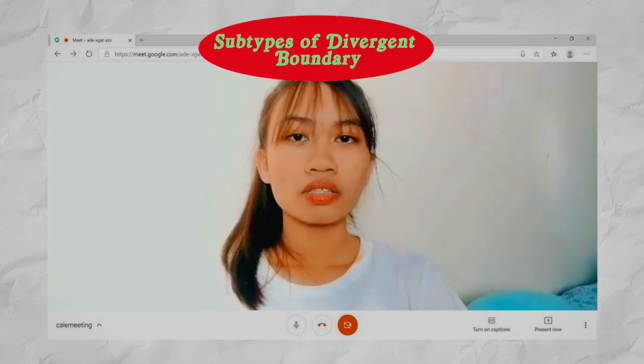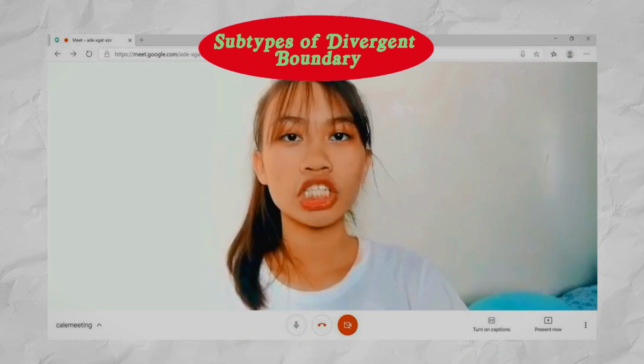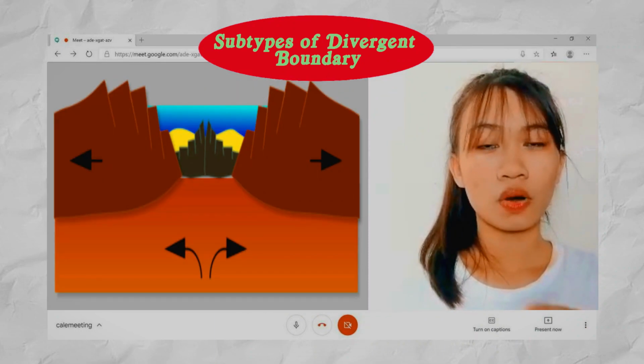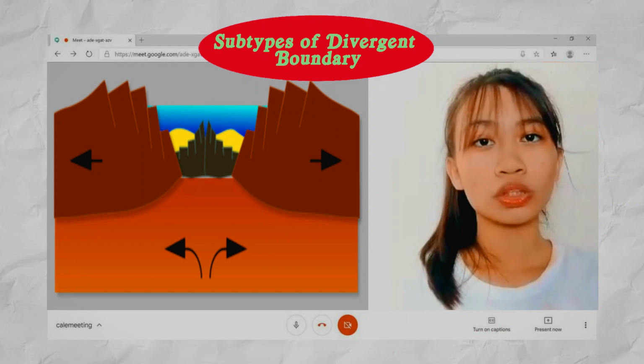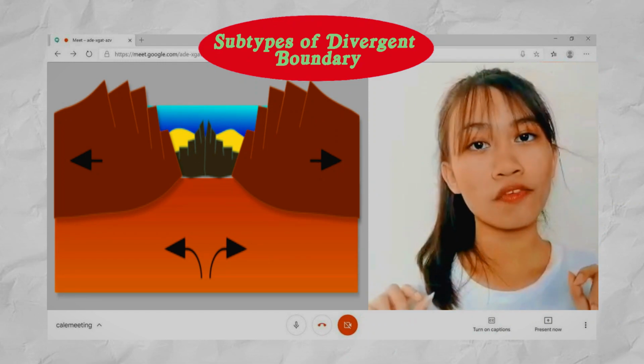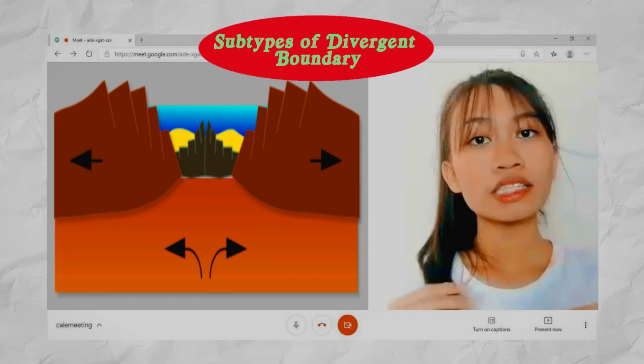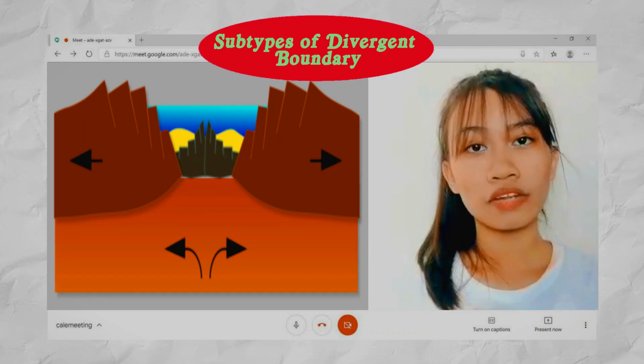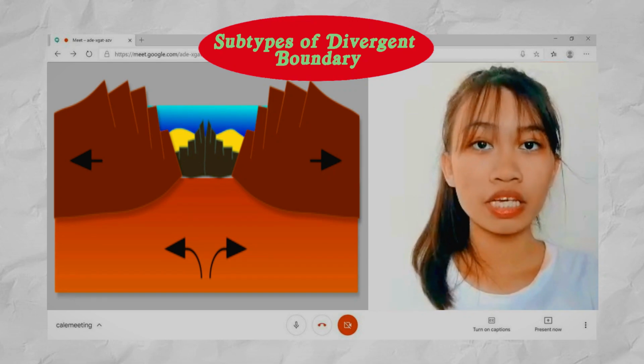Hello everyone, so the assigned topic for me is all about the oceanic to oceanic divergent plate boundary. So oceanic to oceanic divergence is a divergence of plate boundaries of oceanic plates. So when oceanic plates move apart or move away from each other, the magma rises from the mantle until it solidifies and cools and forms a new seafloor, which is called seafloor spreading.